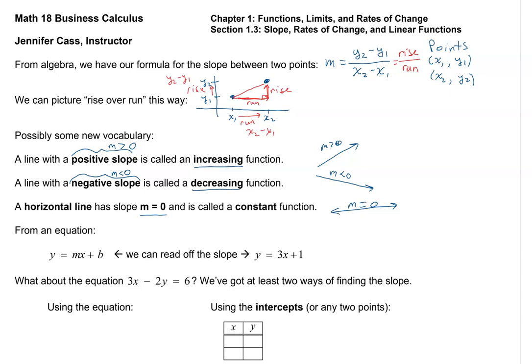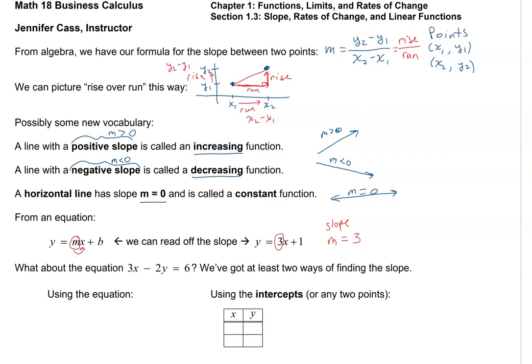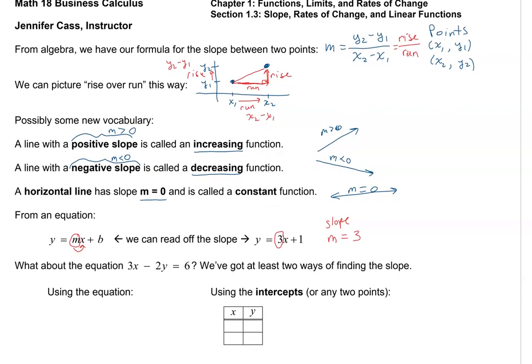From an equation, y equals mx plus b, we can read off the slope. So that letter m in y equals mx plus b, the number next to the x, is indeed the slope. So in this example, y equals 3x plus 1, we can read off the slope, m, is equal to 3. But what about the equation 3x minus 2y equals 6? How do we find the slope of this equation? We've got at least 2 ways of finding the slope. And we'll do this problem twice just to again remind you of a few things from algebra.